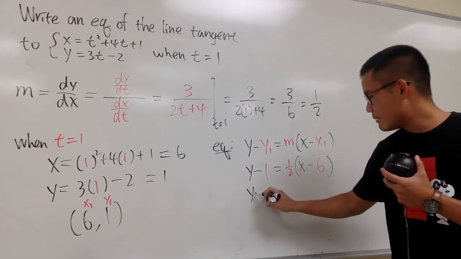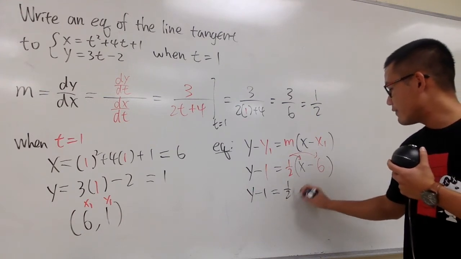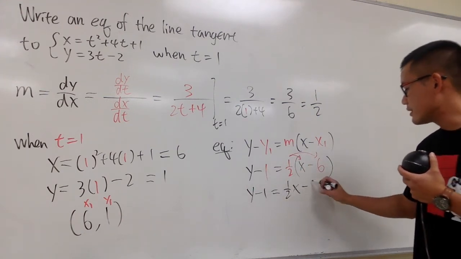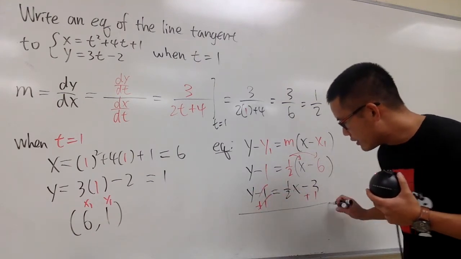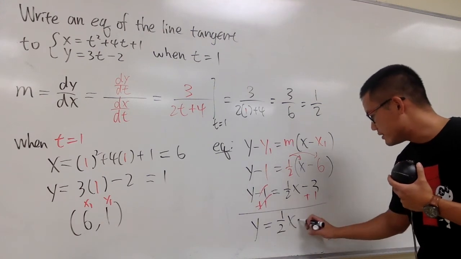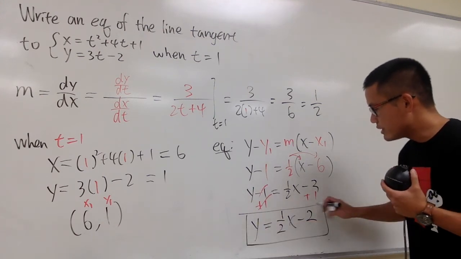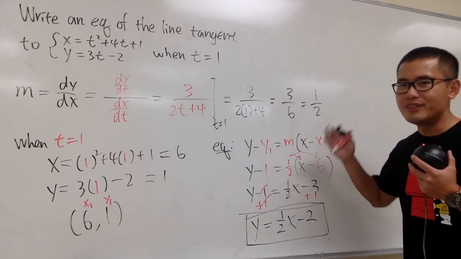And this is y minus 1 equals, distribute 1/2 x, 1/2 times -6 is -3. And then add a 1 on both sides, cancel. The good old days, right? y equals 1/2 x, and then this is going to be minus 2. The good old days to find the equation of a line. And this is it. This is the equation of the tangent line.